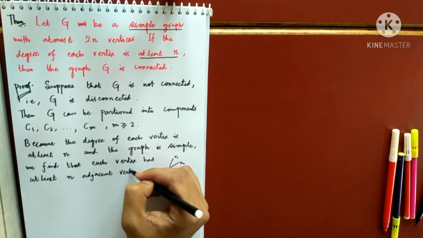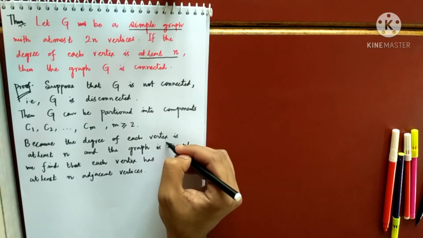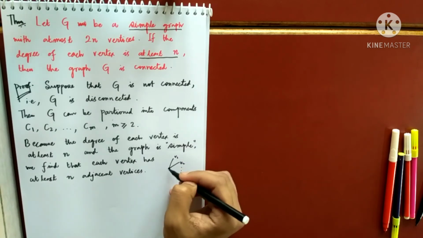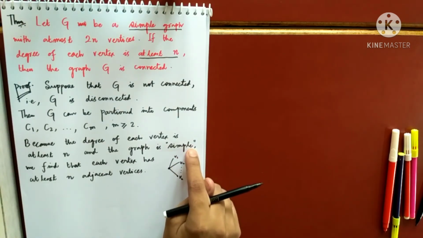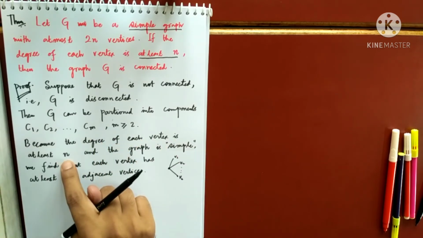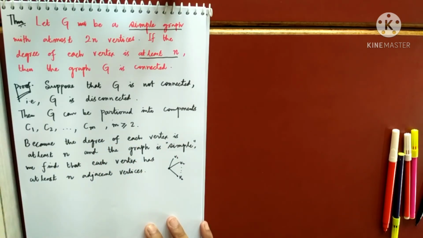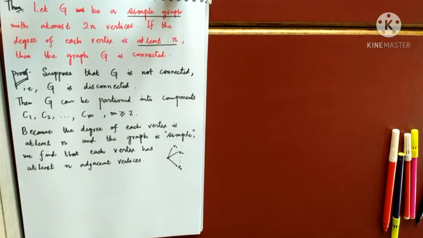This is true due to this fact, because if the graph is not simple, it can have loops, so this will not be true. But because the graph is simple and the degree of each vertex is at least n, this condition will definitely be true. Understood or no?